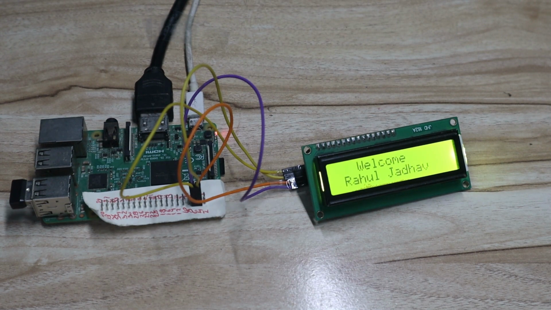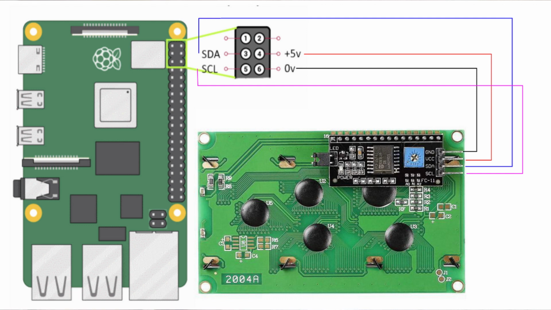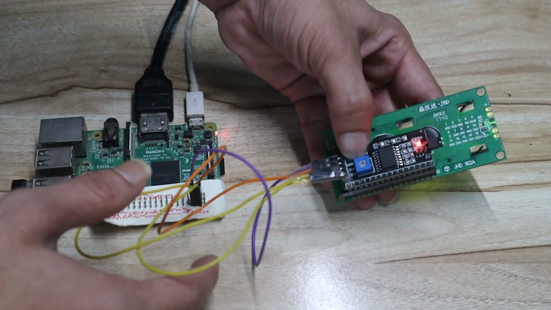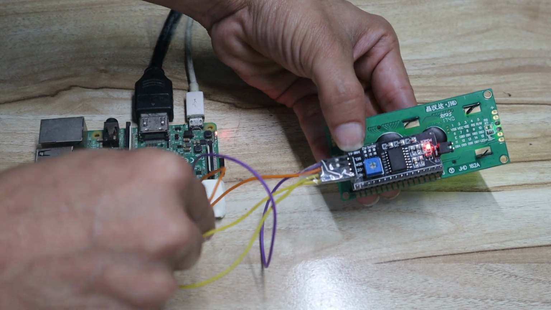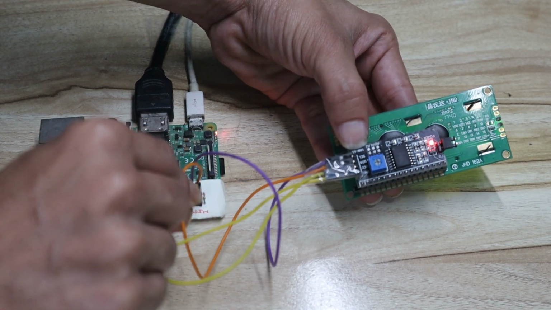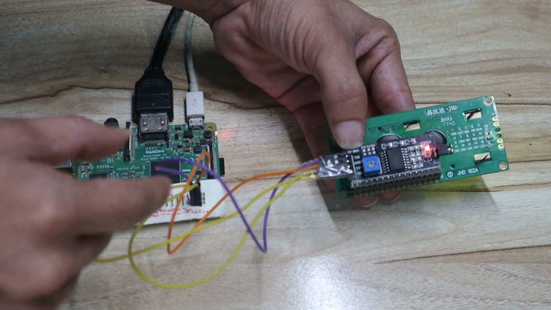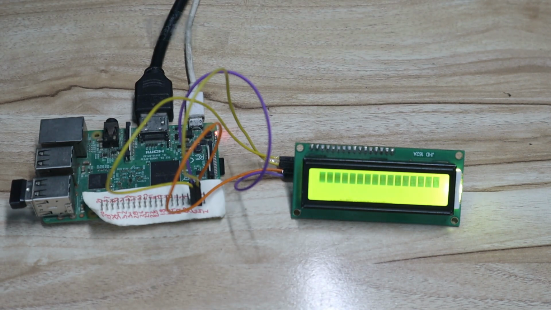So I again repeat the connection. It is very simple. First, the ground pin should be connected to pin number 6 of the Raspberry Pi. Then the VCC pin should be connected to pin number 4 of the Raspberry Pi. Then the SDA pin is connected to pin number 3 of the Raspberry Pi, and the SCL pin should be connected to pin number 5 of the Raspberry Pi. So this is an easy and very easy circuit. You can again run the code. You can see it is working perfectly.